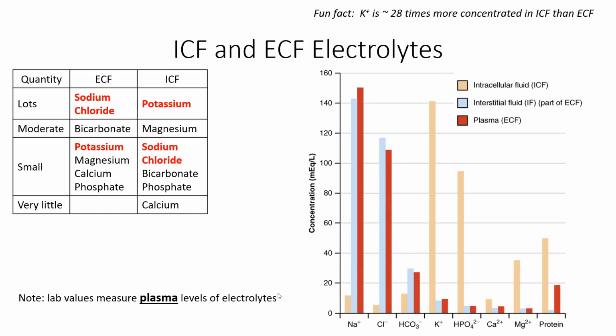It is important to remember that our plasma values of electrolytes are what we measure in the laboratory. So clinical values, we're always looking at what's in the plasma. That's what we can readily get to, and that's what we can measure. So when we look at potassium levels, even though most of it's inside the cell, we're looking at what's in the blood.